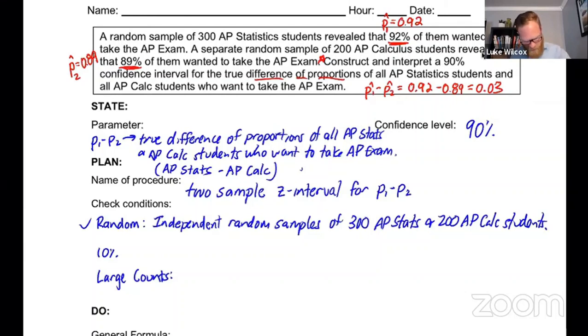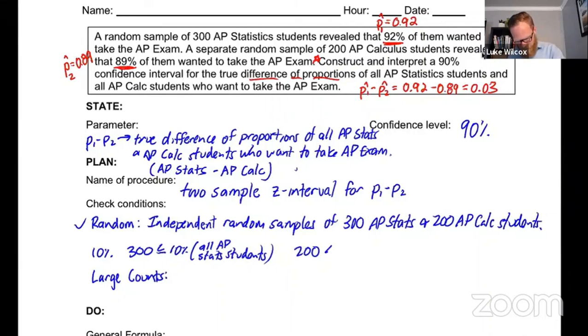Now, for the 10% condition, the sample size is less than 10% of the population for the AP Stat students, which we've already checked. Certainly that's true. But we also want to check that the sample of AP Calc students is less than 10% of the population of all AP Calc students. Certainly both of those are going to be true, which means that sampling without replacement is going to be okay here.